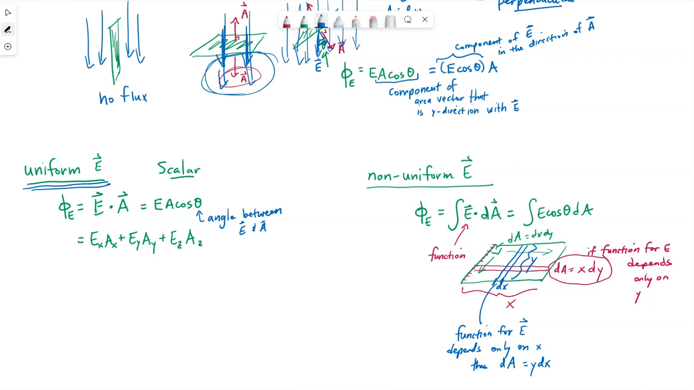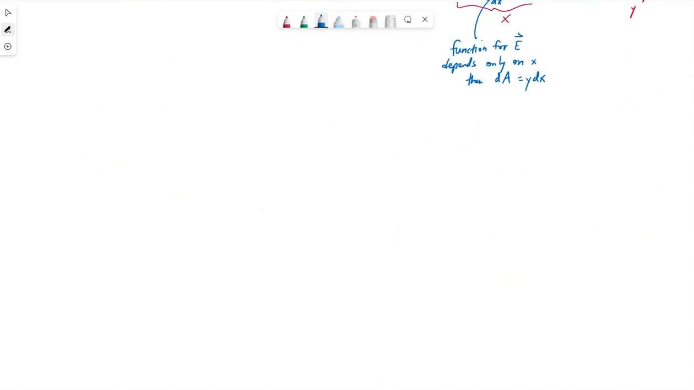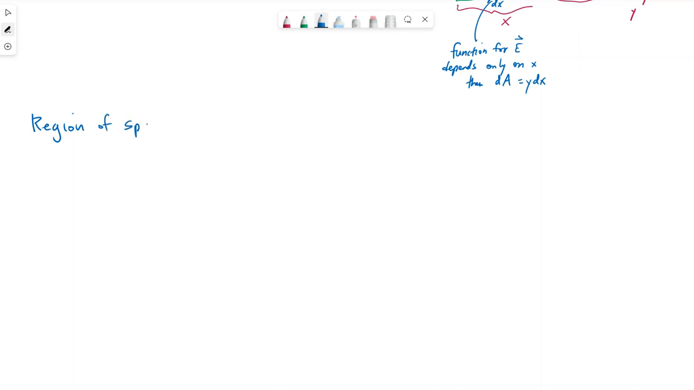So for example, let's say we have a region of space where the electric field is, I'm just going to make up some numbers. So our electric field has an x component, a y component, and a z component. The x component being 100, the y component being 200, the z component being 300.